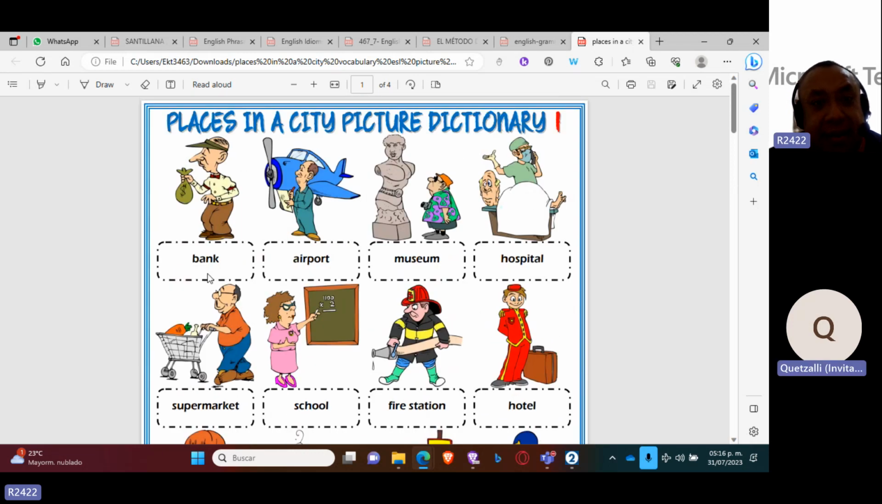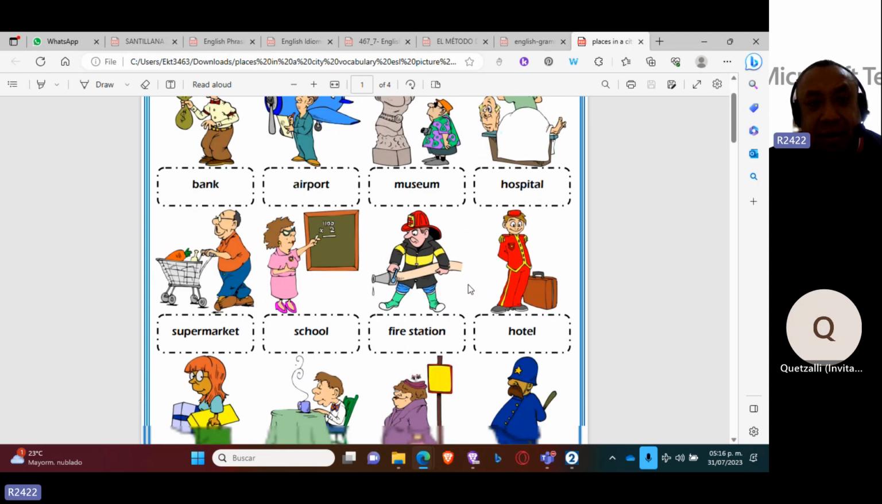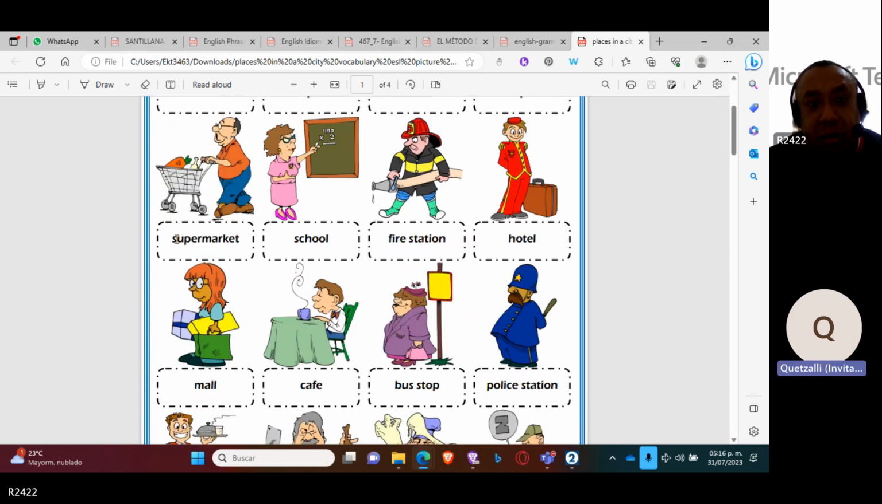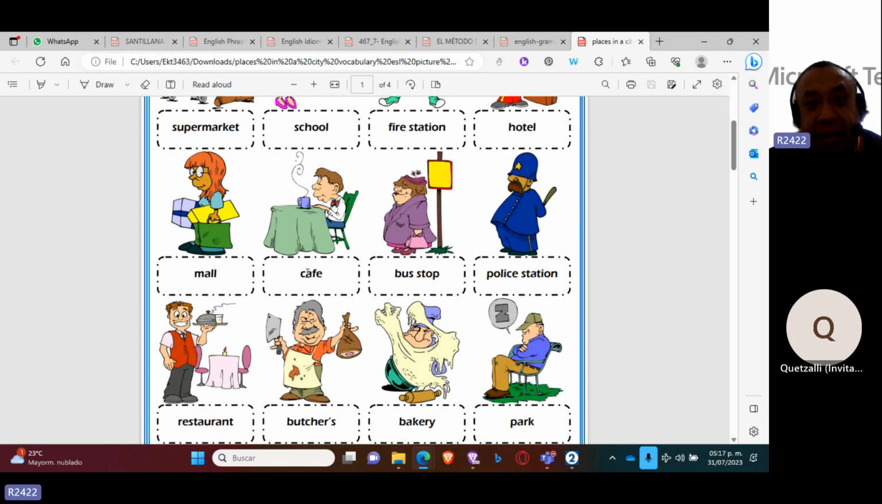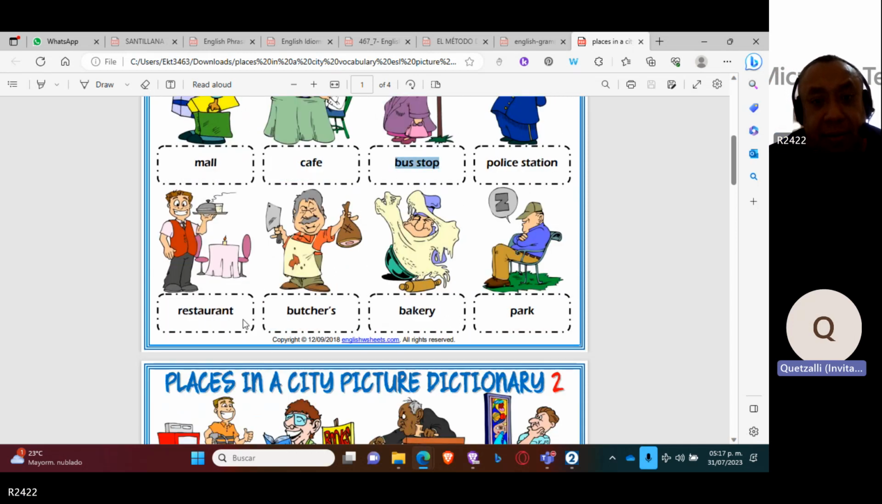A ver, ¿qué sale ahorita? Bank. Airport. Good. Museum. Good. Hospital. Supermarket. Very good. School. Very good. Fire station. Good. Hotel. Very good. Mall. Good. Café. Fíjate, aquí faltó poner el acento, ¿eh? Pero acuérdate que lleva acento, café, ¿ok? Ok. Bus stop, very good. Police station, very good. Restaurant, good. Butchers, good. Bakery, good. And park.